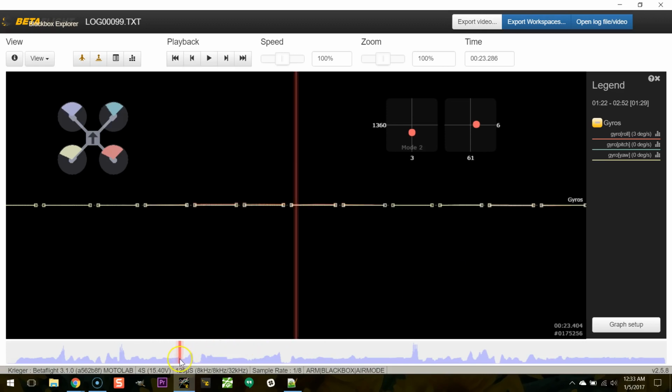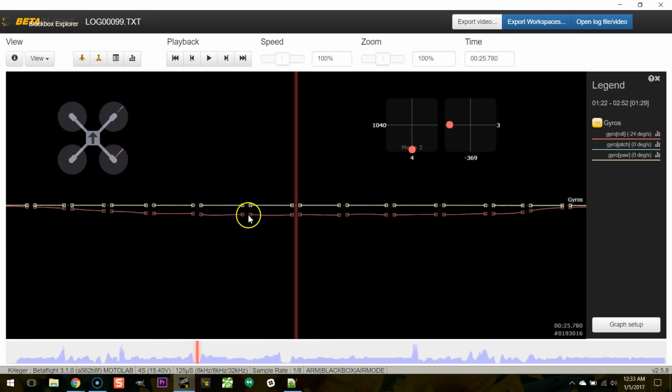Now, if we continue to move forward in the file, we can see that something happens here. Let's talk about what happens here. This red line here is the roll axis, and the roll axis has gone negative.